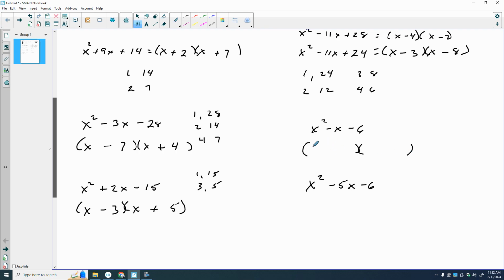How do I get x squared? X and x. How do I get 6? 1 and 6, 2 and 3. Which ones will subtract to give me, there's technically a 1x there, so 3 minus 2 is 1. I want the larger number to be negative. Last one. Hit pause, give it a try.